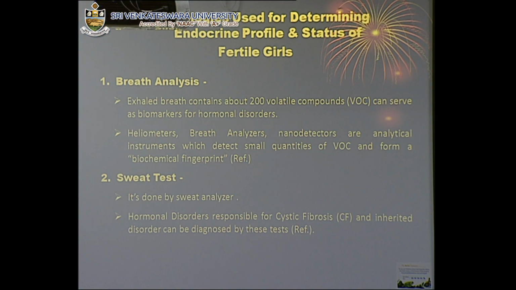Next, sweat analysis. It is done for diagnosis of hormonal disorders and is done by a sweat analyzer. Disorders responsible for cystic fibrosis and other inherited disorders can be diagnosed by sweat analysis. Cystic fibrosis occurs due to defects in the body protein, with defective sweat glands containing defective epithelial cells, which are present in skin, lungs, liver, kidney, pancreas, and in other reproductive and digestive systems, where they secrete abnormally.